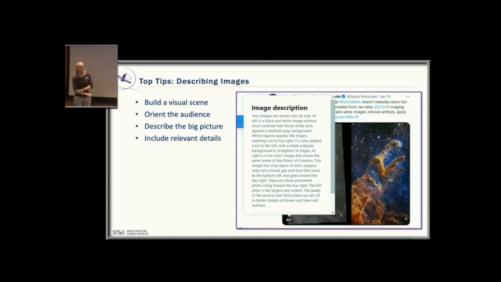Okay, describing images: build a visual scene. Orient the audience, so you can use lots of orientation cues like to the left, up, down, or geometric things, like a circular shaped region, etc. I find it useful to get the big picture first and then zoom in on the details. If you start with the details, sometimes that's harder to orient because people then have to figure out how that fit together in their head separately. Include relevant details, and by that I mean obviously an image, if you have 1,000 pixels, there's 1,000 pieces of information in there, plus all the relationships. So include relevant details. You don't have to include everything, though.